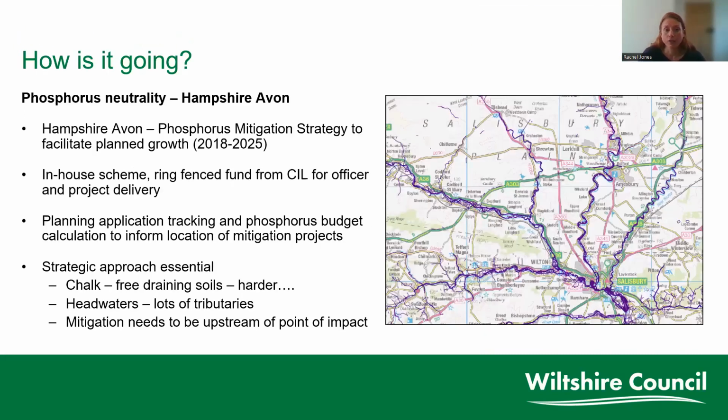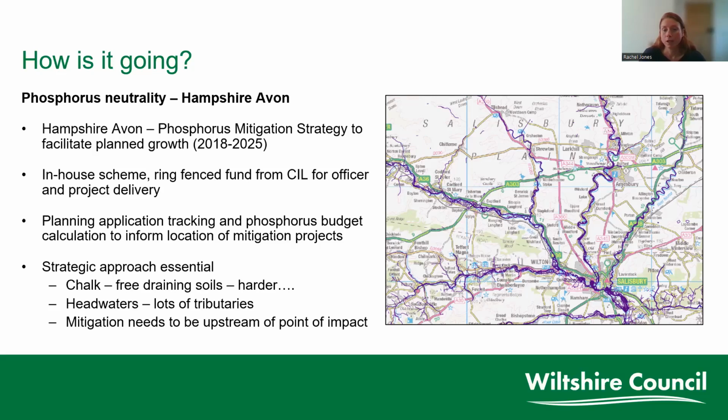The phosphorus strategy has been much more tricky, and it's much more complex. So we do have a strategy in place for planned growth from 2018 to 2025, and it's an in-house scheme, and we've ring-fenced funding from our community infrastructure levy, and that is to pay for officer resource and also to pay for projects. We also track where applications are coming forward and where we're anticipating growth in each year to inform the location of mitigation.